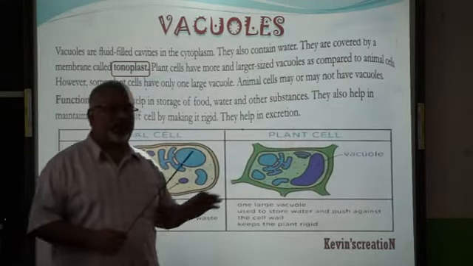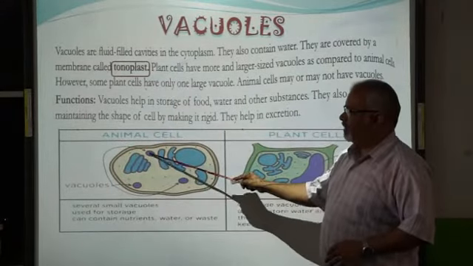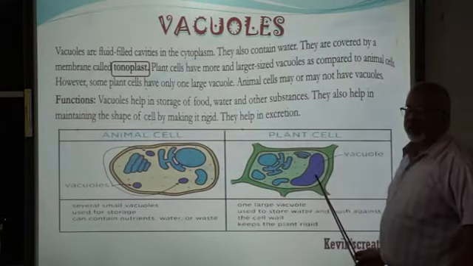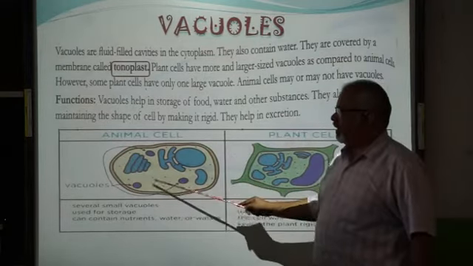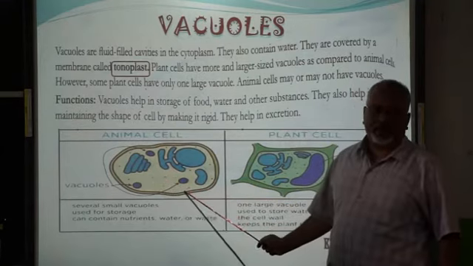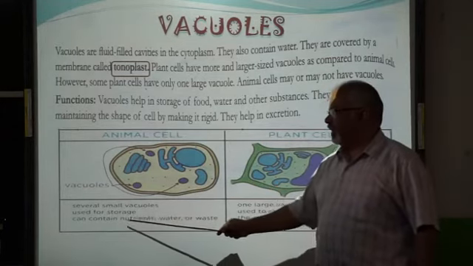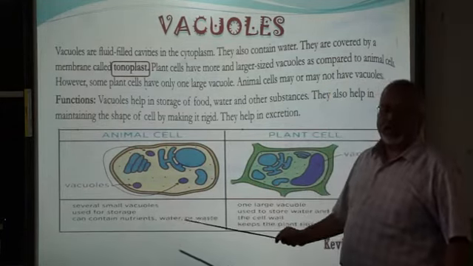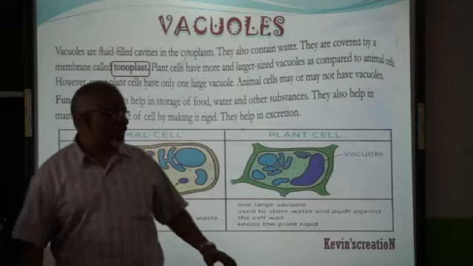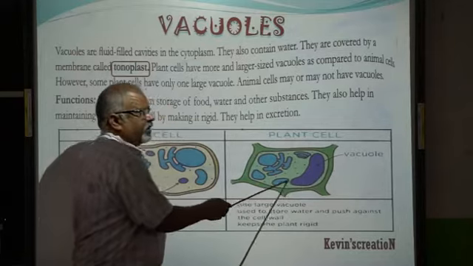Now, if you compare the vacuole in plant cell and animal cell, it will be like this. Can you see these purple ones? These are smaller compared to the plant cell. This is the animal cell. Here you have a few smaller vacuoles, which they may or may not have. Several small vacuoles used for storage can contain nutrients, water, or waste because they help in excretion. On the other hand, in this plant cell, you can see a large vacuole is present.